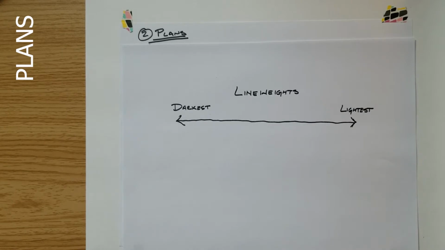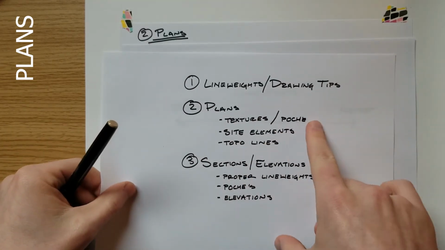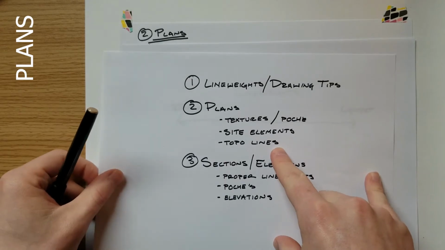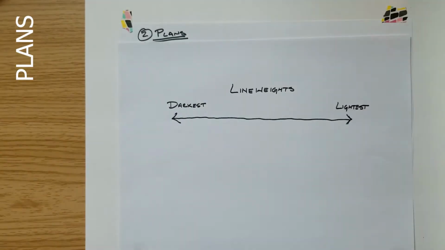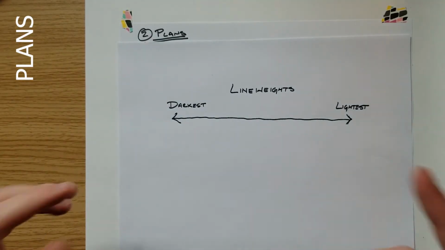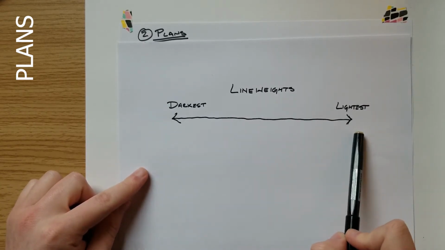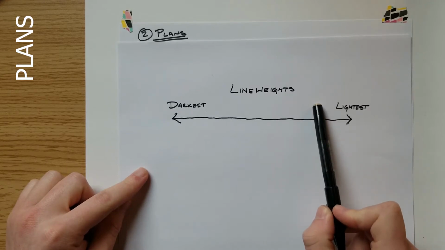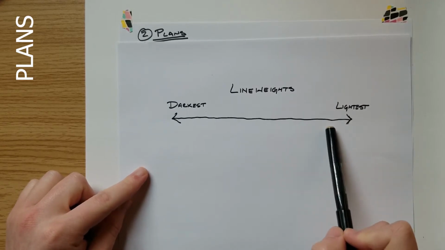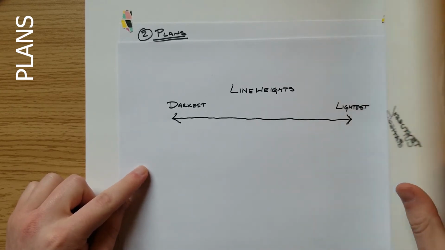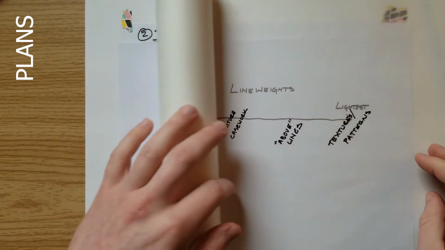Okay, so we're going to move on to the next section, which is plans. One of the first things that we wanted to discuss is textures, poche, and then we'll go into side elements and the topo lines that we've been seeing. The important thing is that whenever you're drawing, the most critical way of making a clear drawing is understanding where to place your elements along the line weights or the softness of your lead scale. So what are the darkest versus the lightest elements? None of them should be the same. They should have a variation.